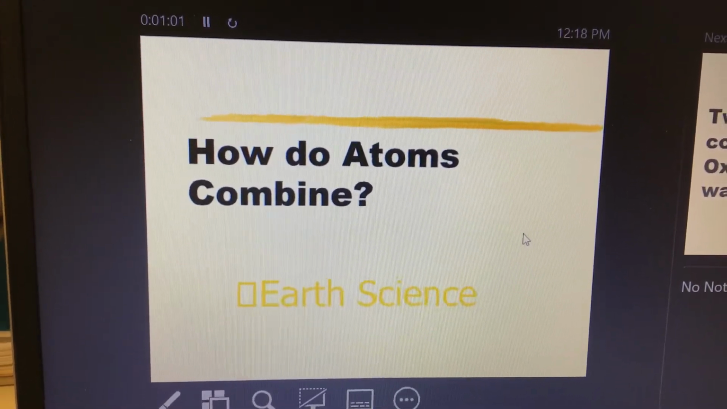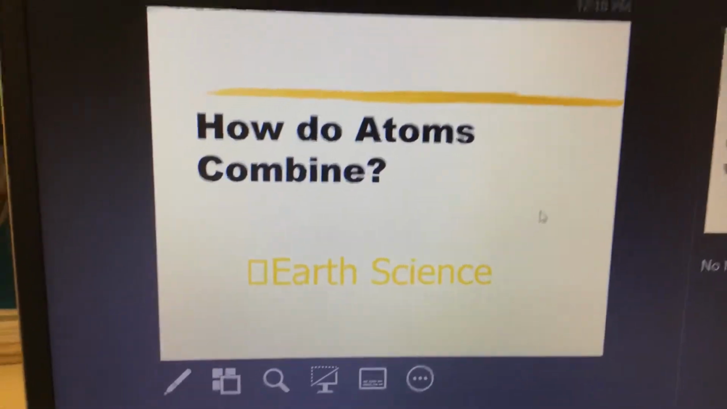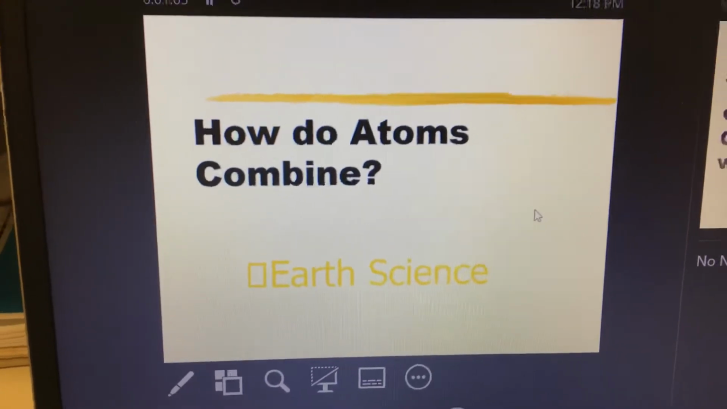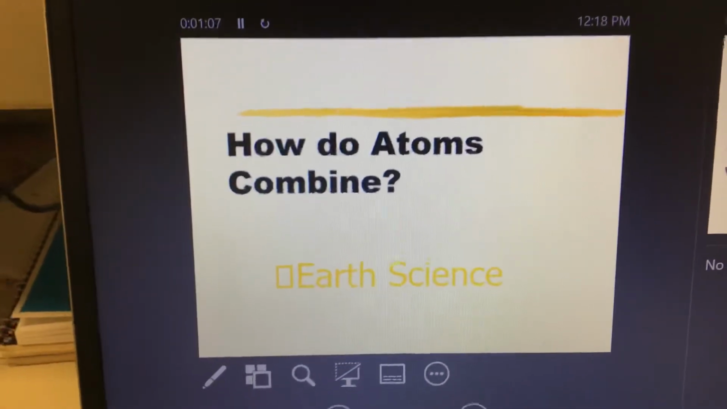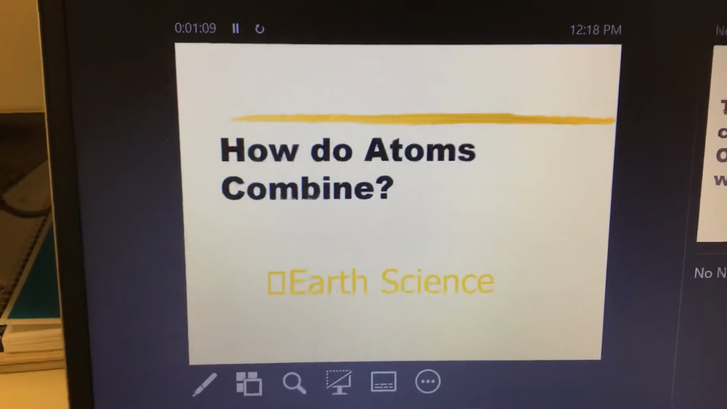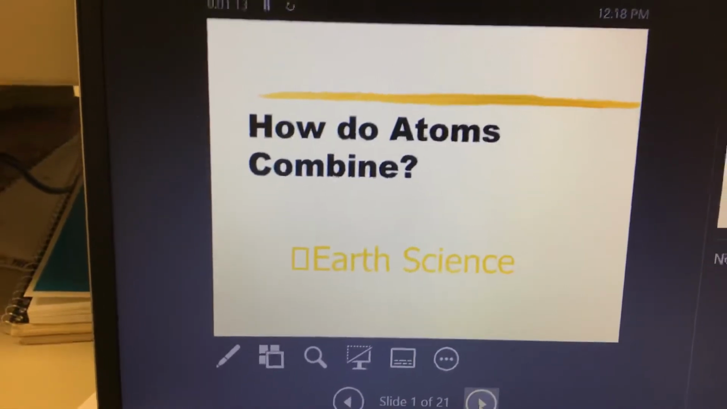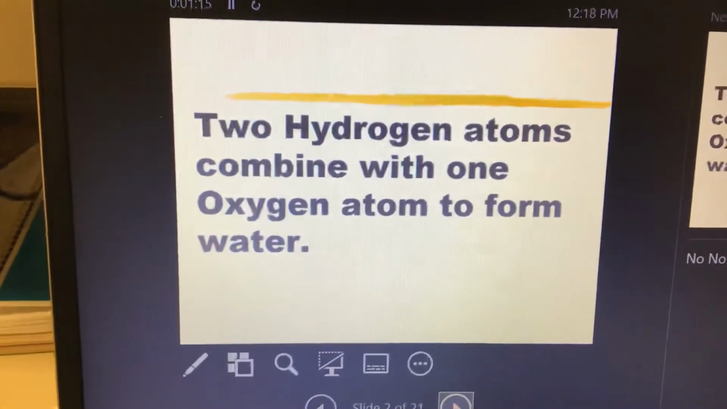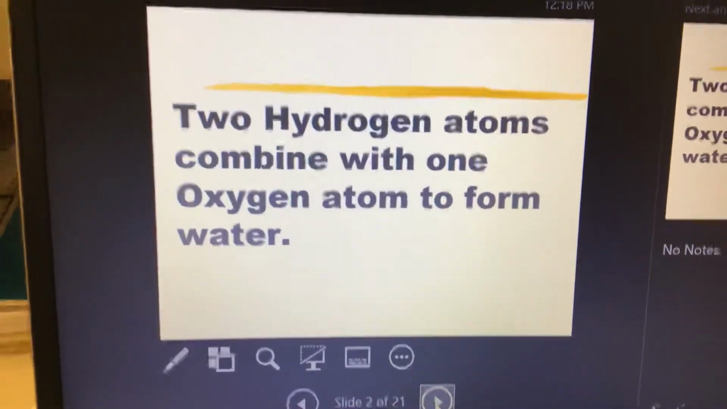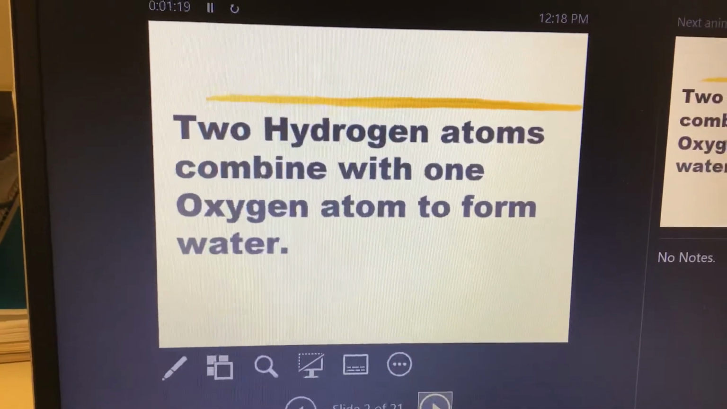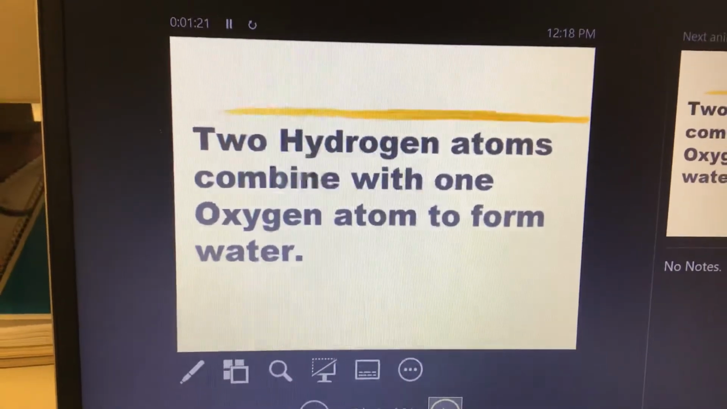Okay, today we're going to talk about how atoms combine. So there's your heading for today, how atoms combine. Now, if we just look at some things, you don't need to write anything here, okay, but just look at some common examples of atoms combining.